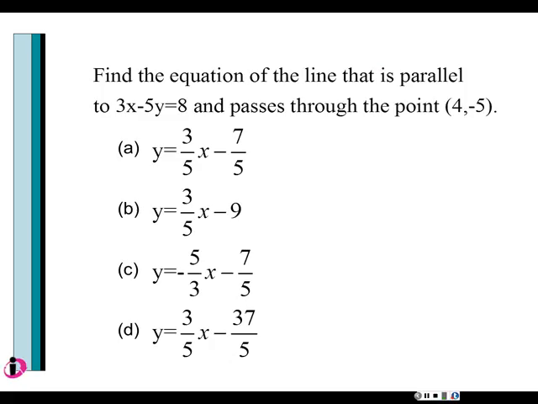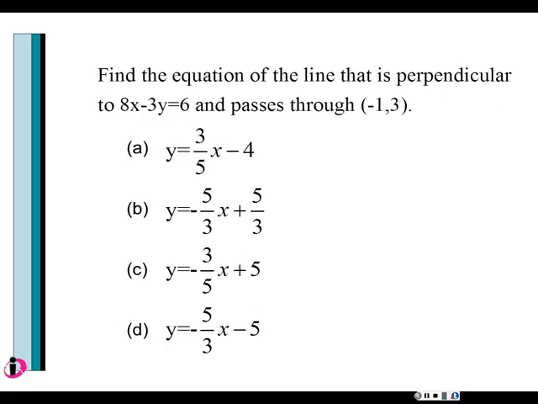Okay, so let's try the other problem, which is the same kind of problem. The only difference here is the line is perpendicular. So once you have the slope from that equation, you will take the reciprocal of that slope and make it negative. And that is going to be your slope for the new line.